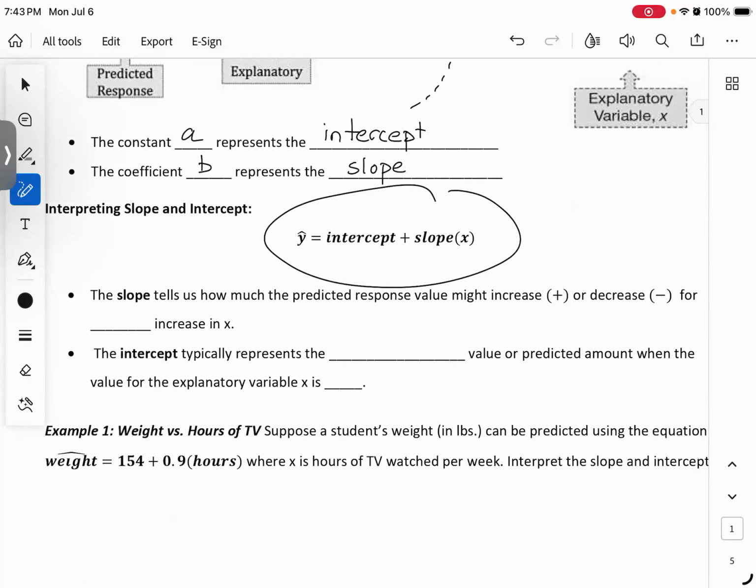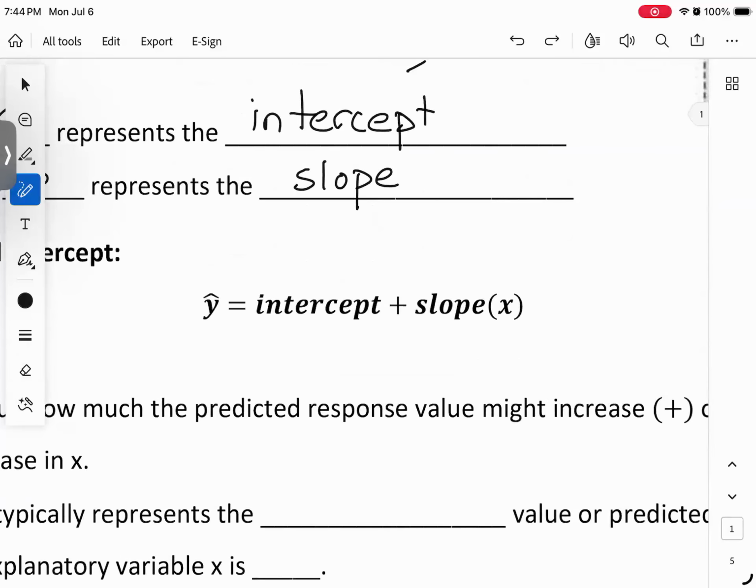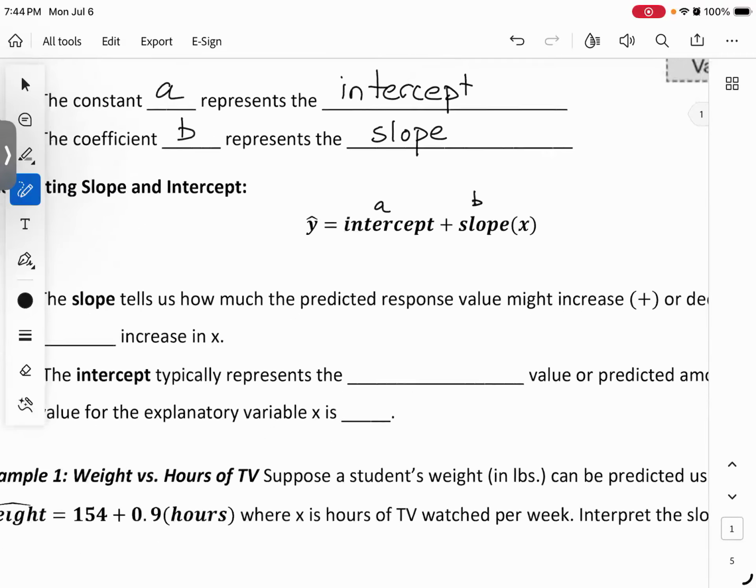Here's the equation, and I think a better way, whenever you're taking notes or making your reference sheet, is instead of just calling them A and B, to be more specific. A is the intercept, the initial value if someone does 0 of the explanatory variable. And B is the slope, how much things are changing as you go along in the graph. Now, when it comes to interpreting, what does the intercept mean? What does the slope mean?